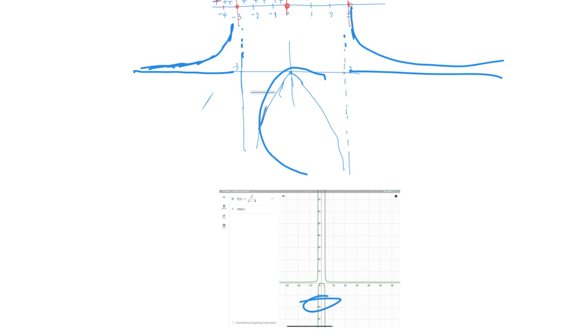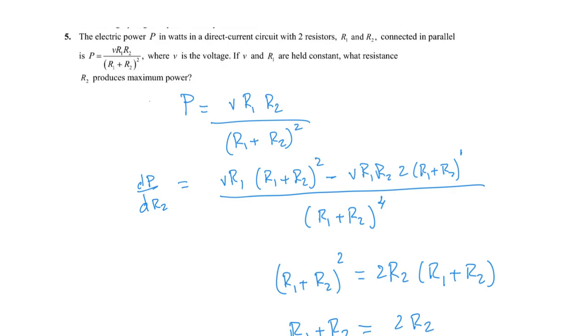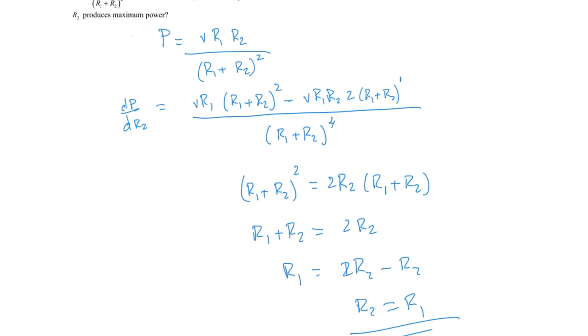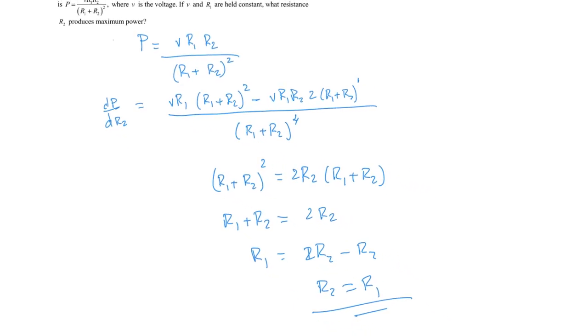Okay, let's go to the next problem. Problem 5, try to do it by yourself. I have done it here, and you have an expression for the power as a function of the resistances R1 and R2. The power is maximum as a function of R2 when R2 equals R1.